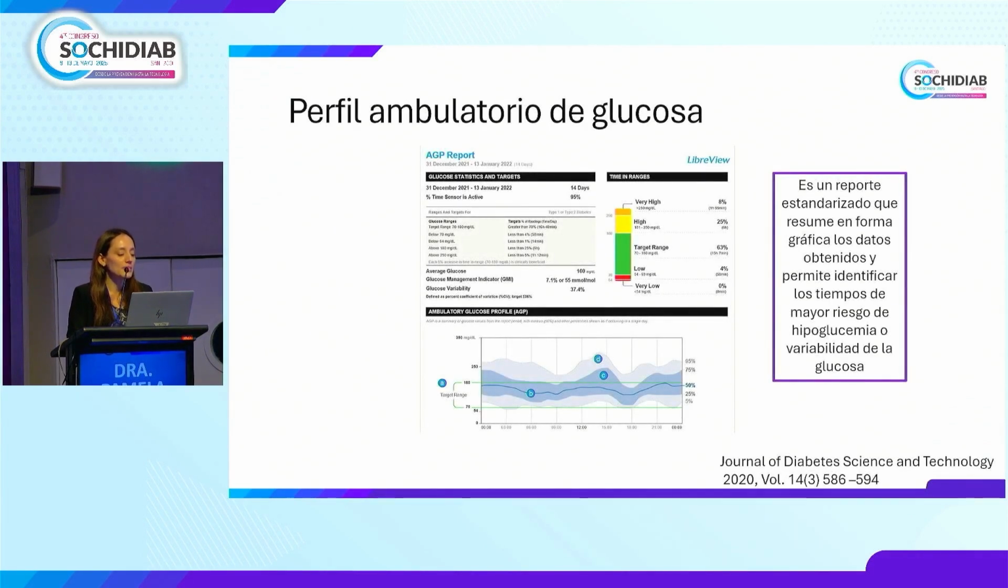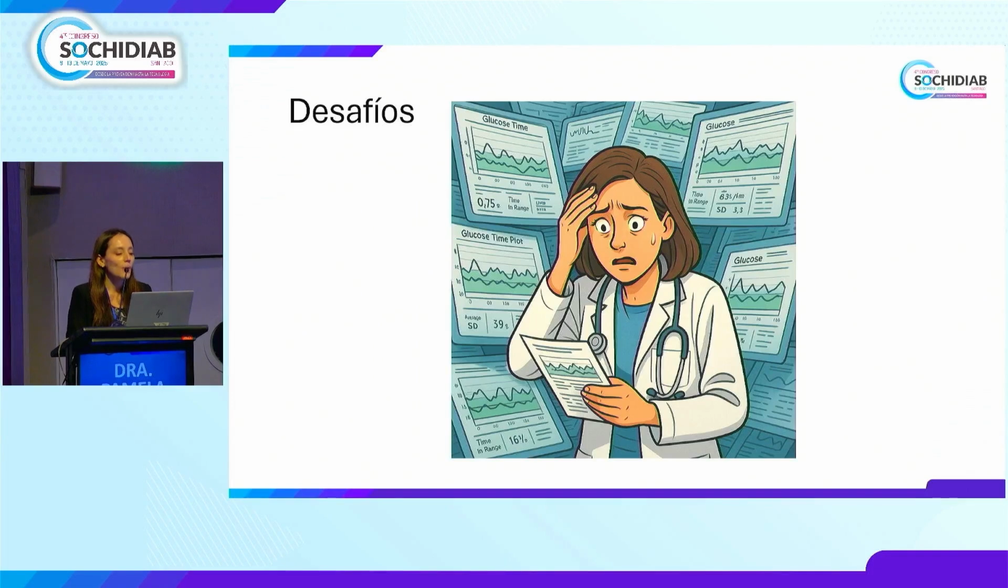So continuous glucose monitoring gives us a lot of information, and this information is condensed in this outpatient profile for glucose. This is a standardized protocol that summarizes graphically the data that have been obtained and allows us to identify the greatest risk of glucose variability and hypoglycemia. The time in range consensus established 10 metrics that have to appear in any outpatient profile of glucose. For practical purposes, I will focus mainly on the FreeStyle profile.